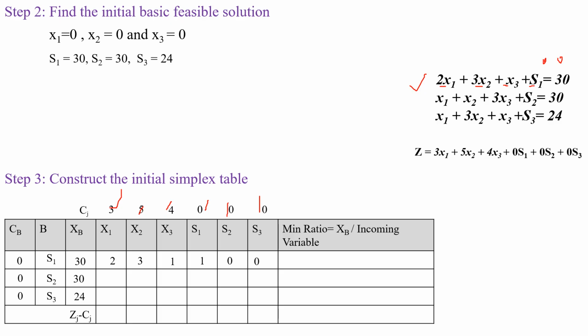Here the x1 coefficient is 1, x2 coefficient is 1, x3 coefficient is 3, s1 coefficient is 0, s2 coefficient is 1, s3 coefficient is 0. Next observe the third constraint equation, that is x1 plus 3x2 plus x3 plus s3 equal to 24. And here the x1 coefficient is 1, x2 coefficient is 3 and x3 coefficient is 1, and the s1 and s2 coefficients are 0 and the s3 coefficient is 1.